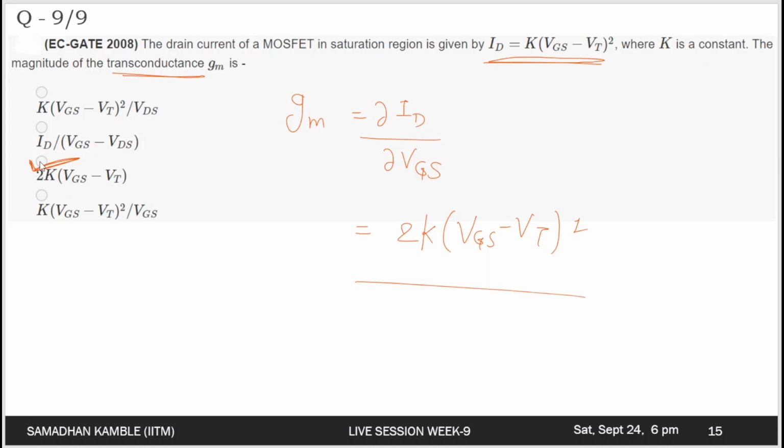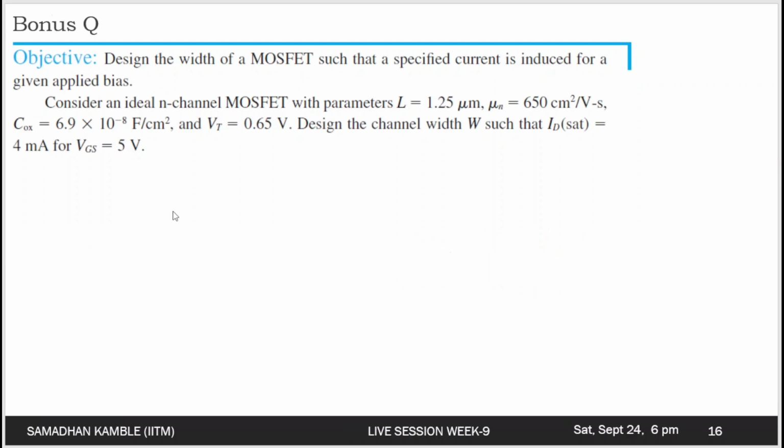Okay, so the questions are over, but I have one more bonus question to discuss and then we'll wind up the session. The bonus question is as follows. This is also formula based. The objective is as follows: design the width of a MOSFET such that a specified current is induced for a given applied bias.